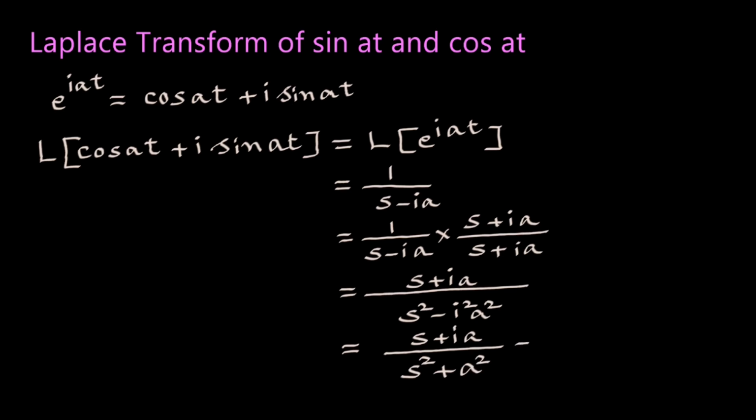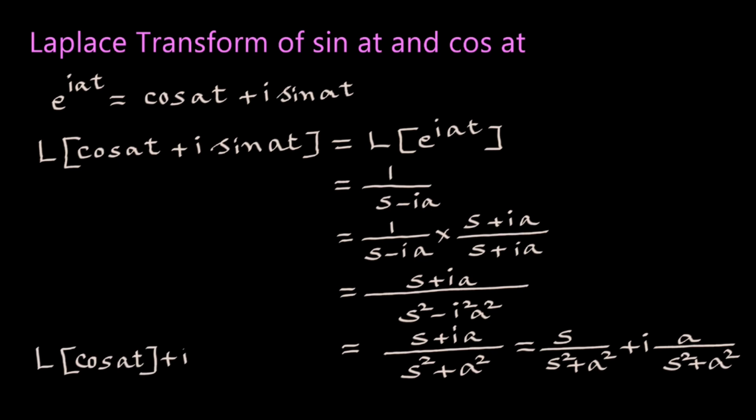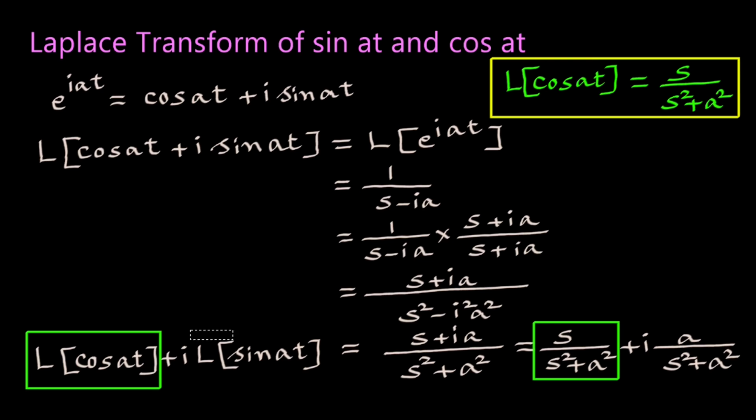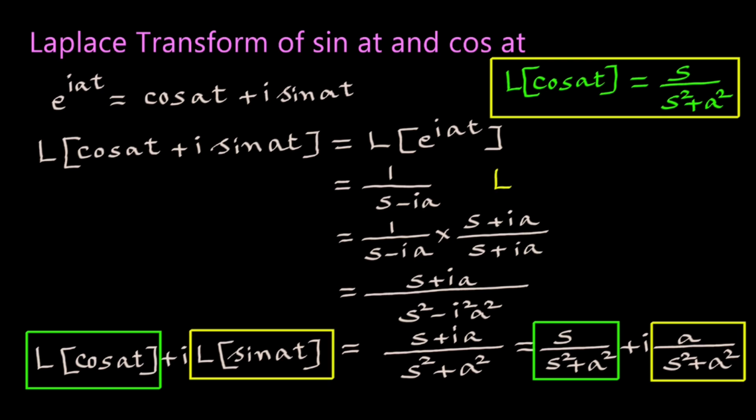The same can be written as s upon s square plus a square plus i times a upon s square plus a square. On the left hand side, we write Laplace transform of cos at plus i times Laplace transform of sin at. Equating real parts, we get Laplace transform of cos at as s upon s square plus a square, and equating imaginary parts, we get Laplace transform of sin at as a upon s square plus a square.